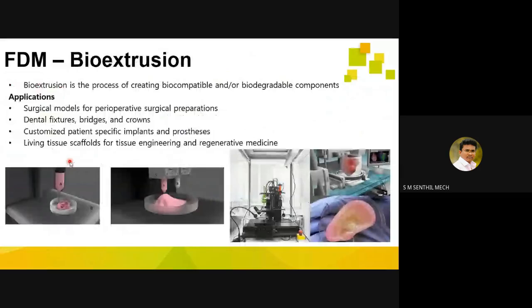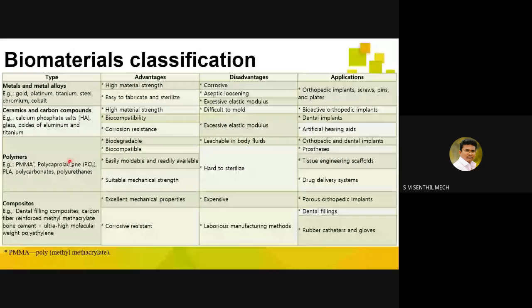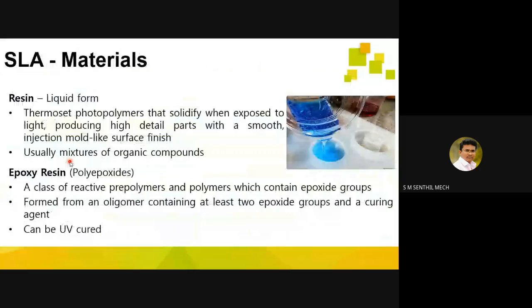Okay. And now let us get into the next topic, that is SLA. In FDM, the raw material will be in a solid wire form. Whereas here in SLA, that is stereolithography, you will be having the materials in the liquid form.